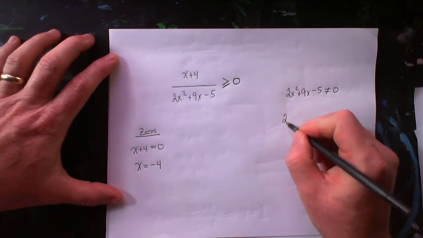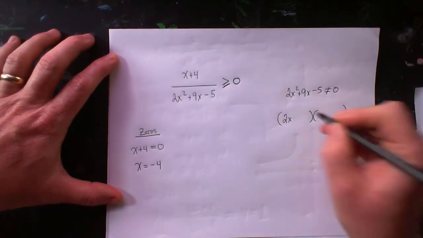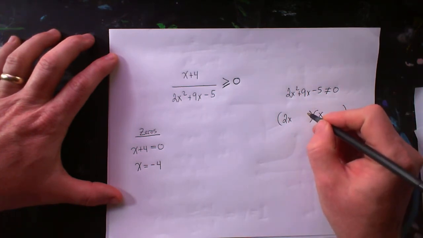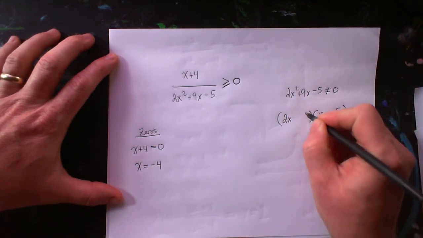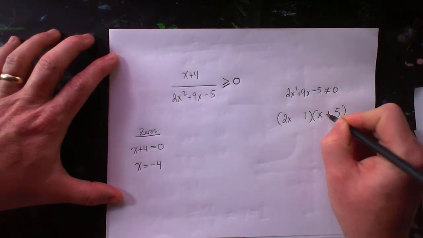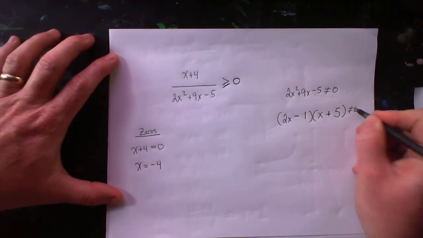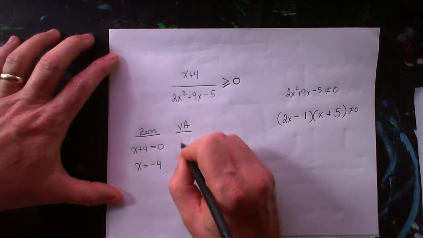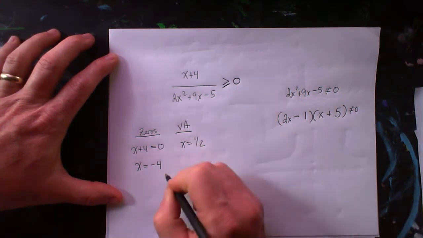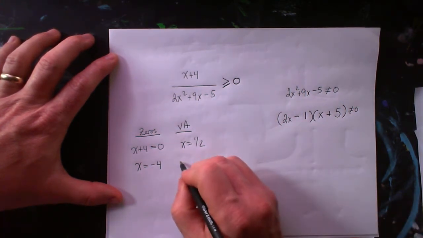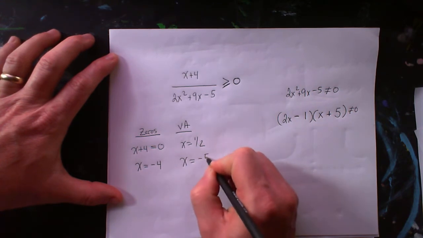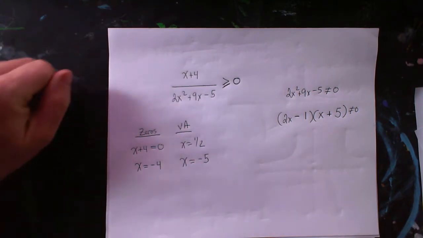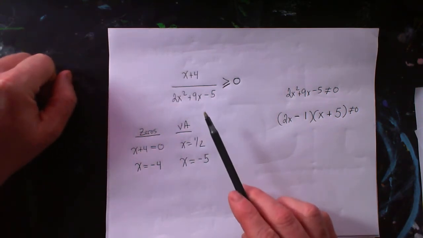Factoring that, we get 2x and x. This is going to be 5 and 1. That will be positive. That will be negative. So we have vertical asymptotes at x equals 1/2. And we have another vertical asymptote at x equals negative 5. So these are the only places that we possibly could change signs looking at this.